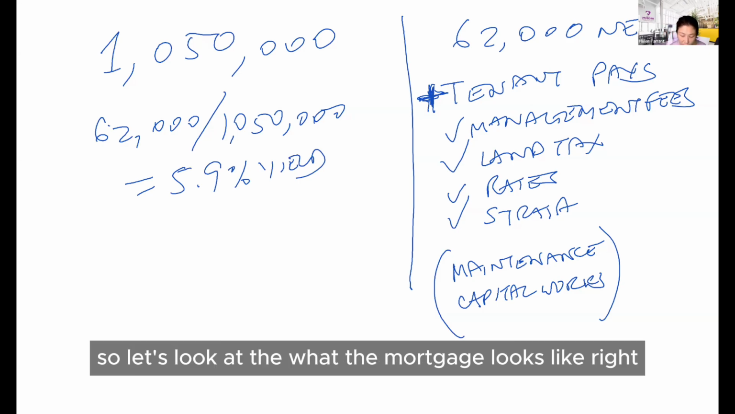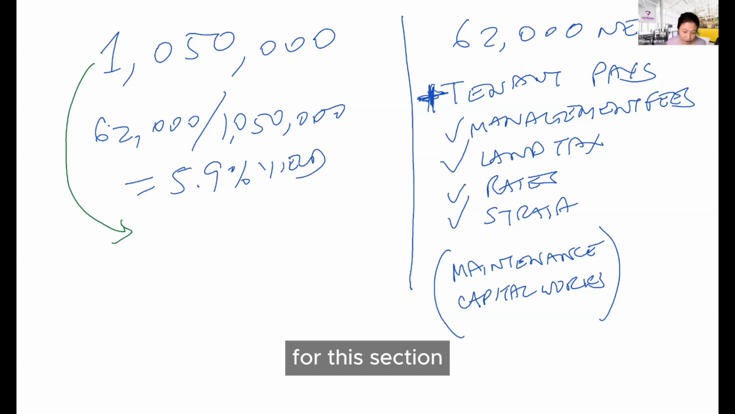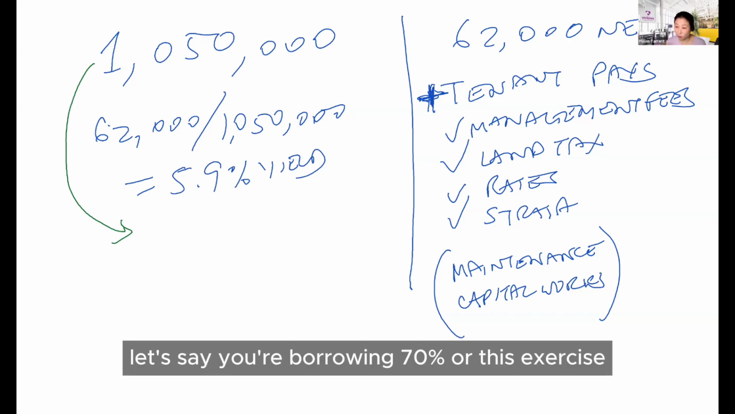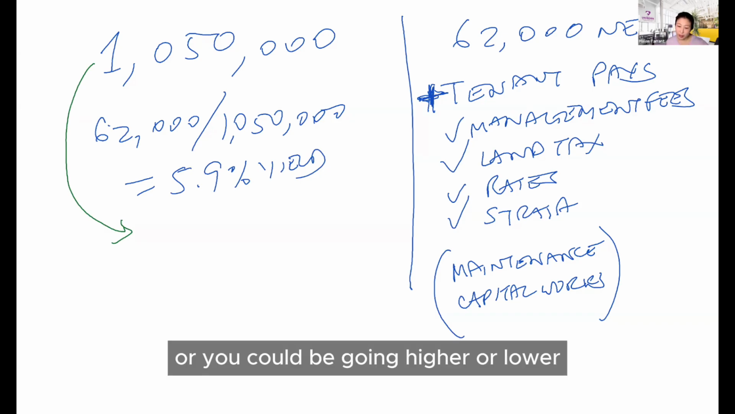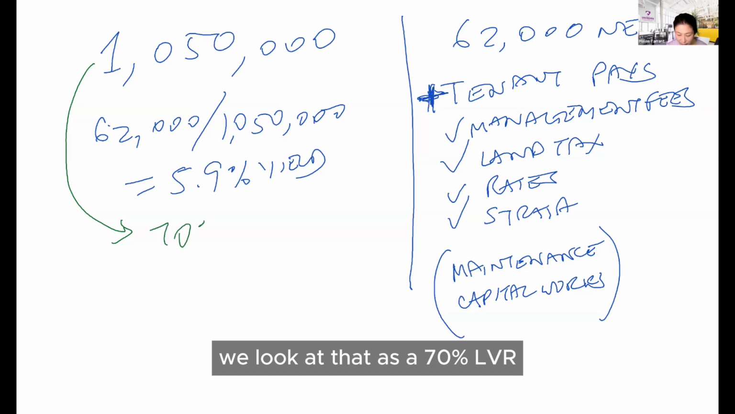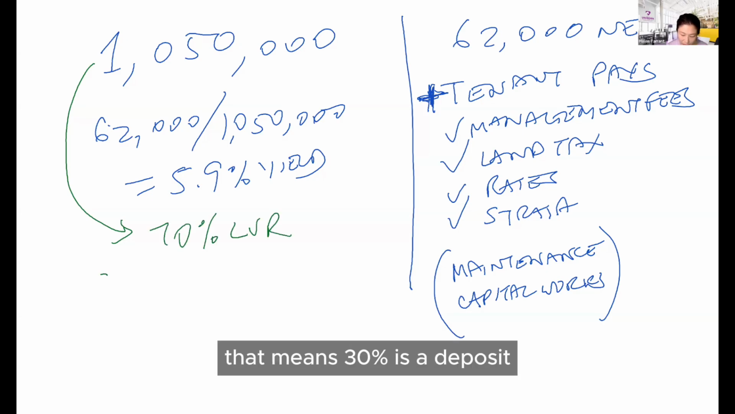So let's look at what the mortgage looks like, right? Let's say you're borrowing 70% for this exercise. Now you can go 65% based on the lease of the property, or you could be going higher or lower depending on where your situation is and how you service. So when we look at this, we'll look at it as a 70% LVR, right? What does that mean? That means 30% is a deposit.